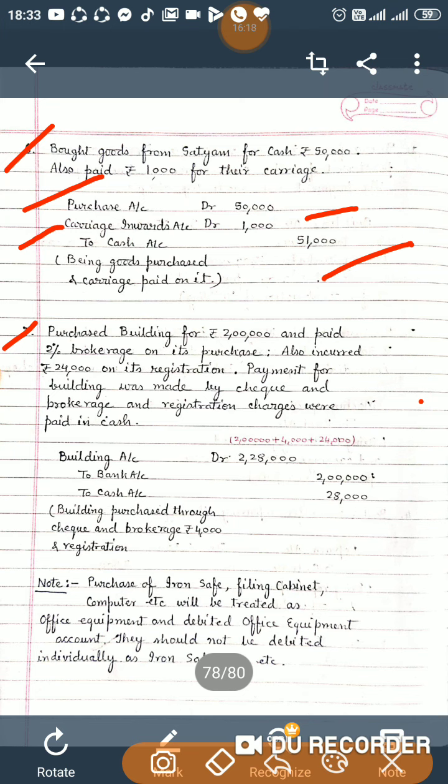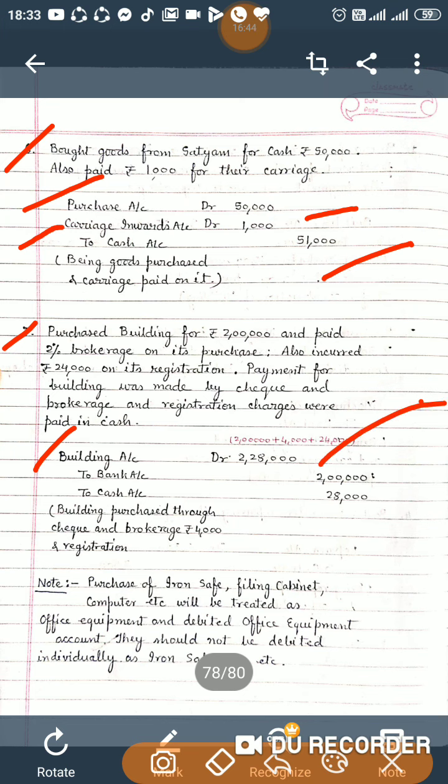So building account will be debited with the 2 lakh as the purchase price of the building plus 2% brokerage charges, that is 4,000, plus 24,000 registration expenses. So the cost of the building becomes 2 lakh 28,000. So asset is increasing in the business, so building account will be debited.